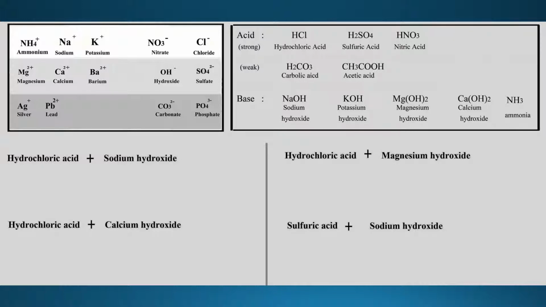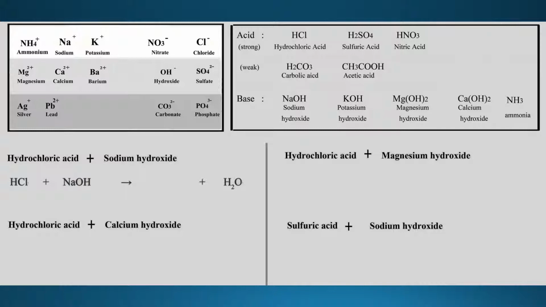I'm going to give four examples. So first of all, let's start with hydrochloric acid with sodium hydroxide. What equation should form? First, it forms HCl plus NaOH, making water and a salt.